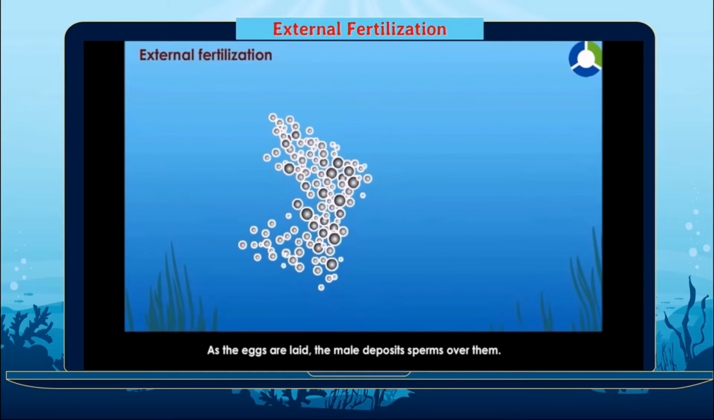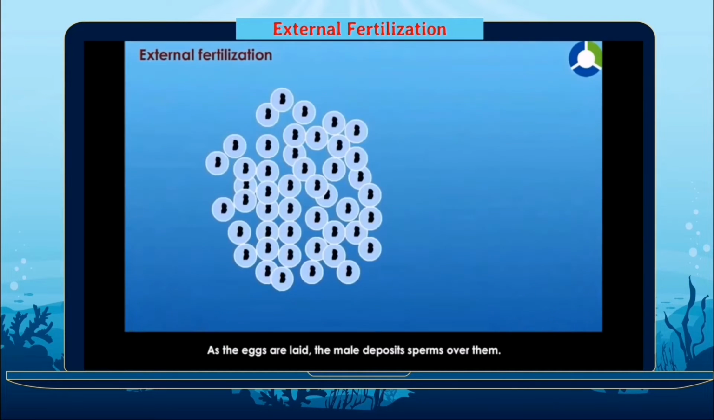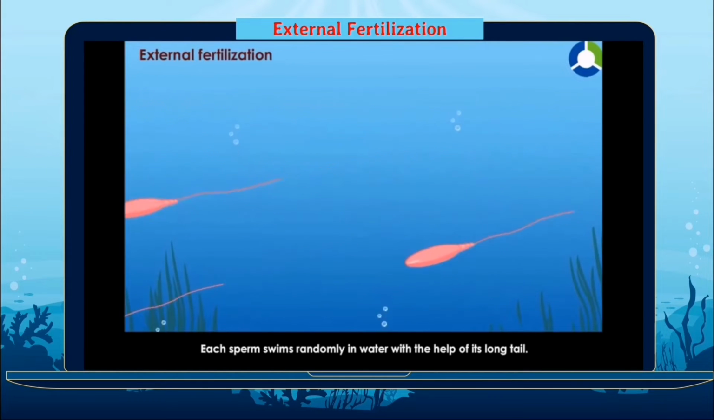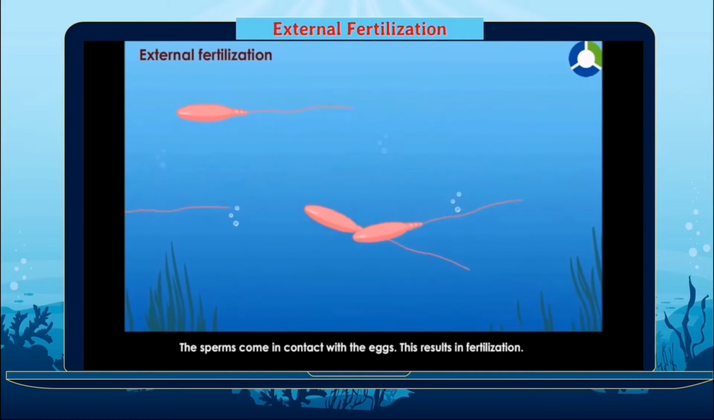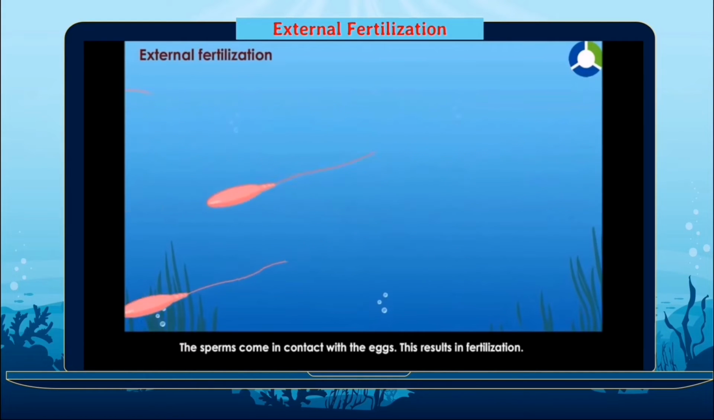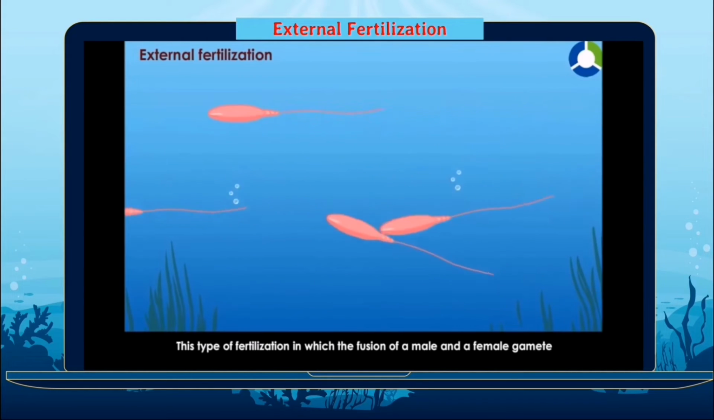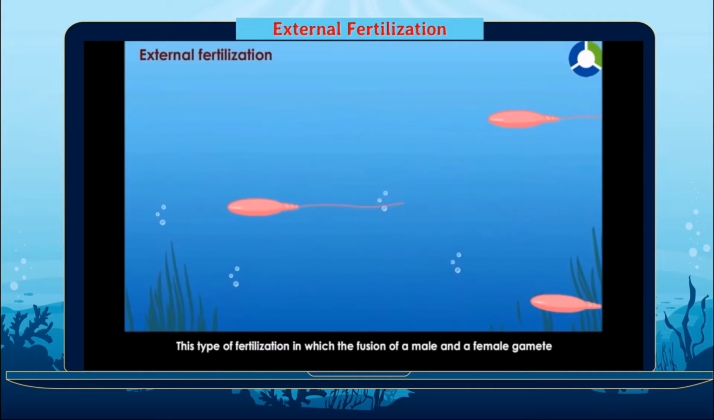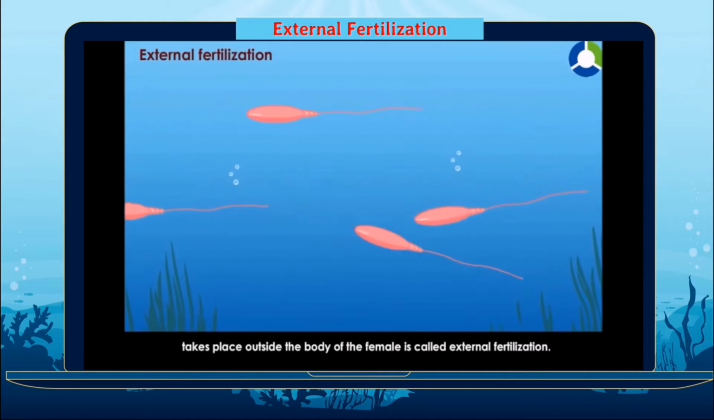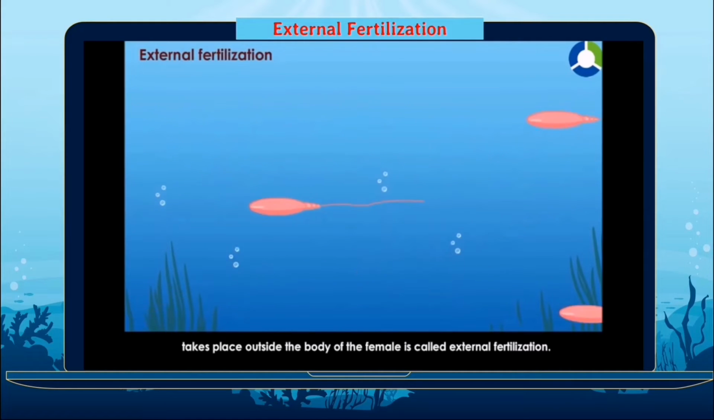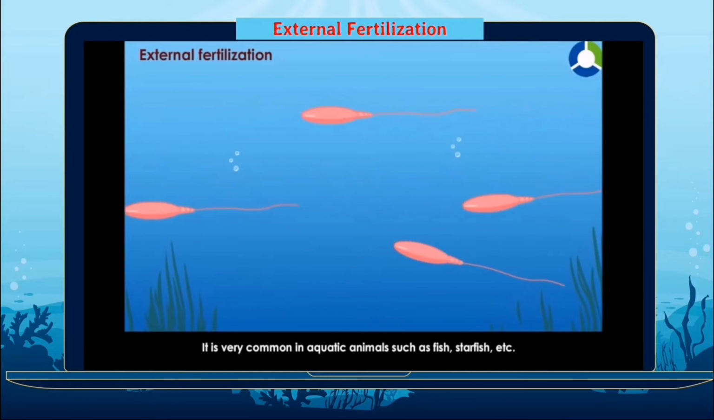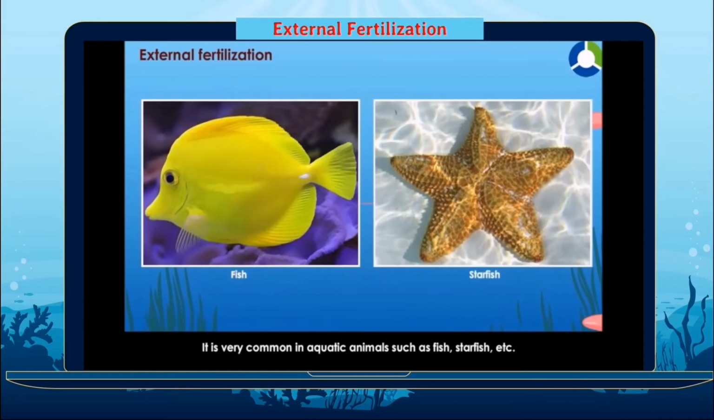As the eggs are laid, the male deposits sperms over them. Each sperm swims randomly in water with the help of its long tail. The sperms come in contact with the eggs. This results in fertilization. This type of fertilization, in which the fusion of a male and a female gamete takes place outside the body of the female, is called external fertilization. It is very common in aquatic animals such as fish, starfish, etc.